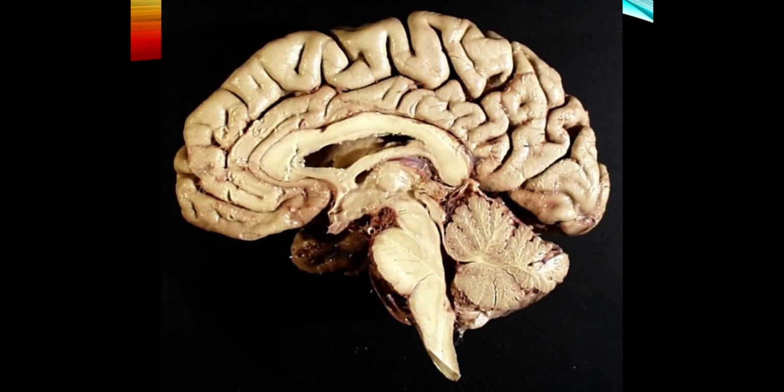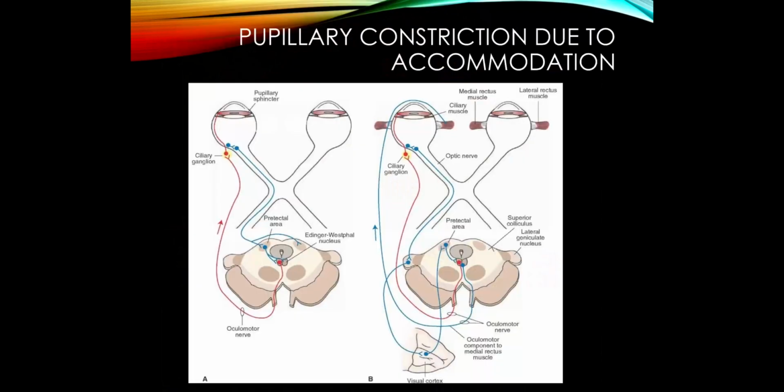So here's the midbrain. And remember, right above the midbrain right here, we have the posterior commissure. So the crossing of light will cross both in the optic chiasm here and in the posterior commissure right here.